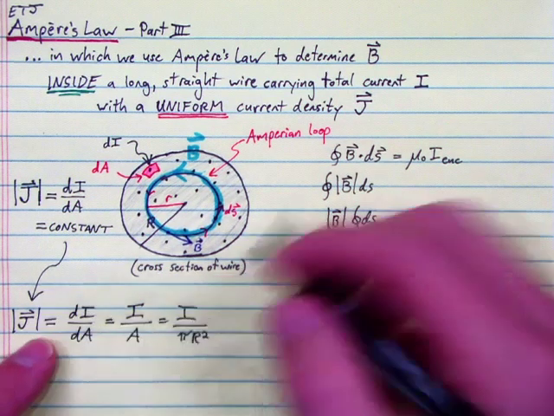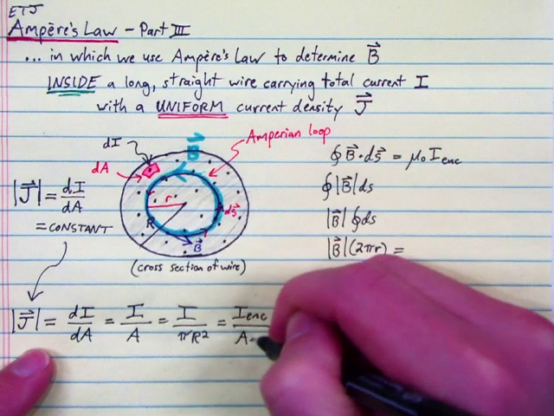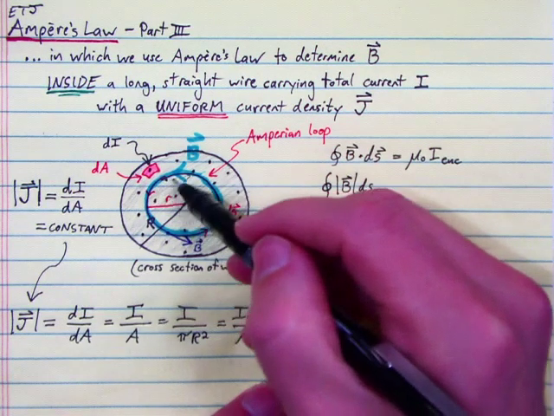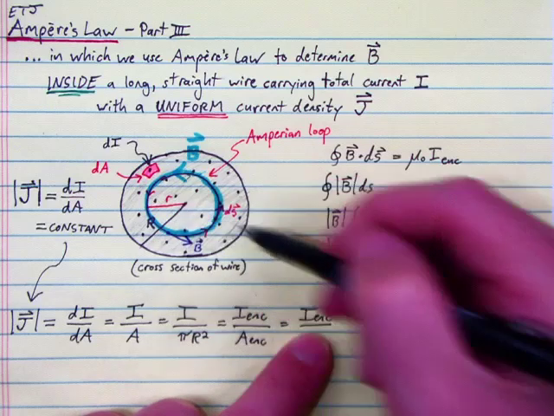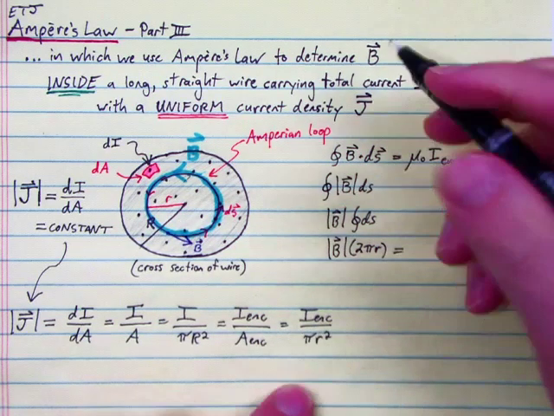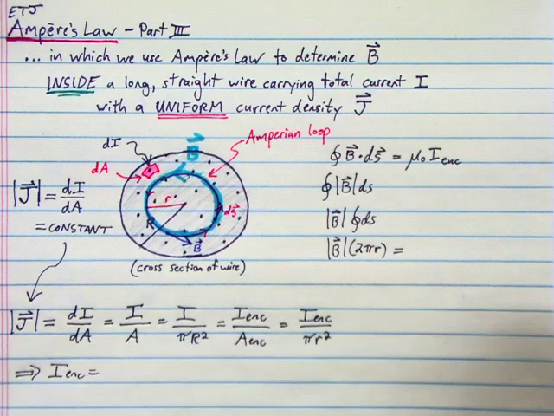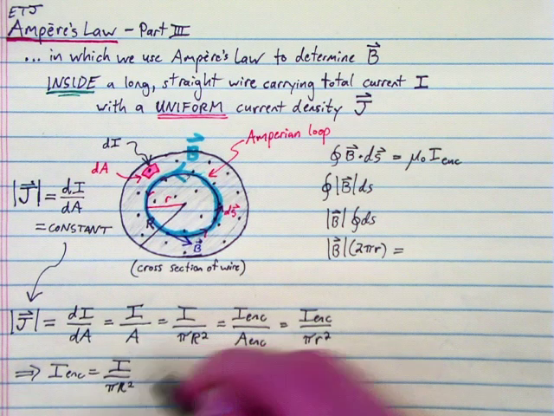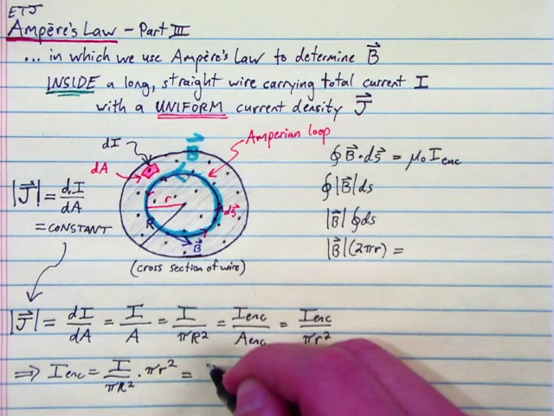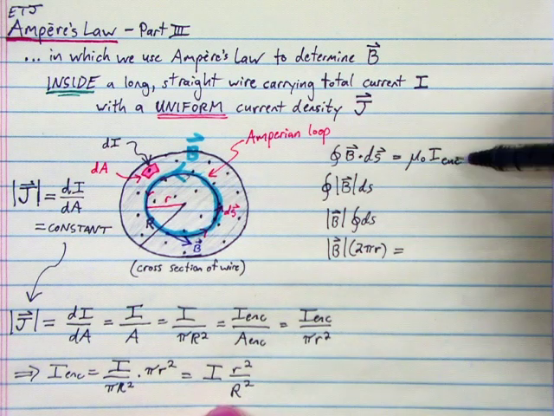If it's uniform, then that also equals the current enclosed in any subsection of our wire divided by the area enclosed in that subsection of the wire. So that's our current enclosed in our Amperian loop divided by the area bounded by our Amperian loop. So pi times little r squared, the area inside our Amperian loop. That's all showing us that our current enclosed can be expressed as the total current over pi big R squared, times the area of our Amperian loop, pi little r squared. Pi's cancel, and we get I times the ratio little r squared over big R squared. That's our current enclosed. That's going in here on the right-hand side of Ampere's law.